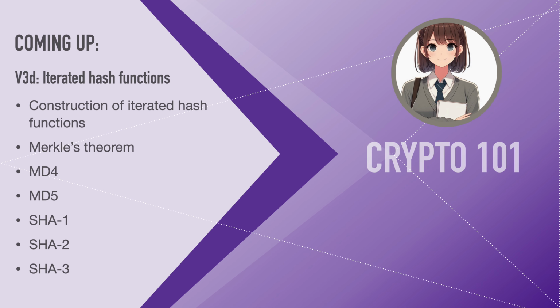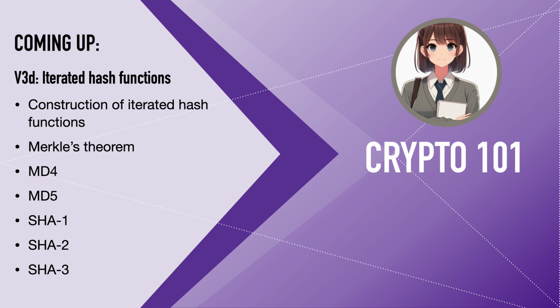Next, we'll present Merkle's method for constructing iterated hash functions, for which collision resistance can be mathematically proven. Examples of iterated hash functions include MD4, MD5, SHA-1, and SHA-256. Iterated hash functions have a checkered history, and collision-finding attacks on MD5 led to the Flame malware. We'll summarize this history in V3d.